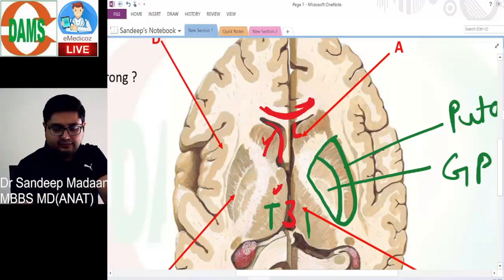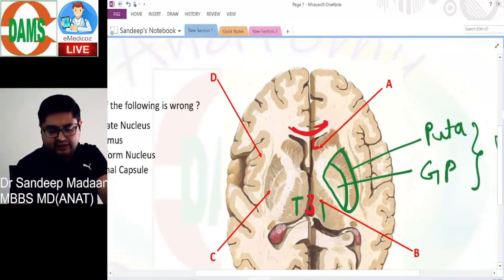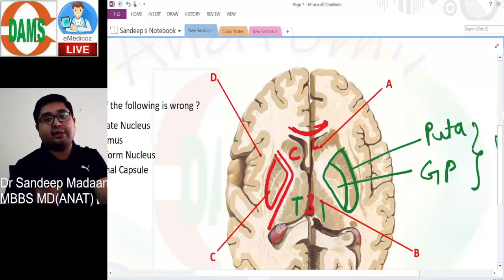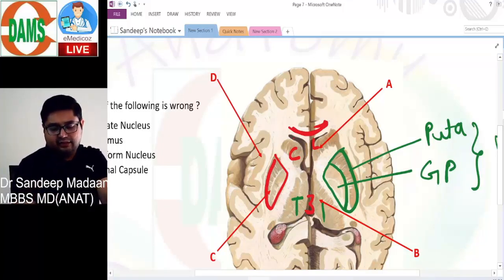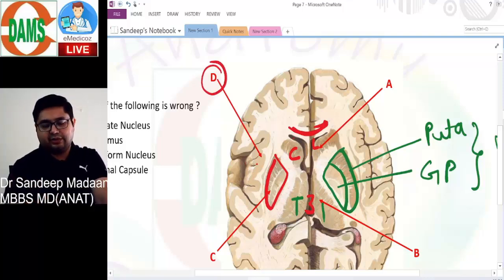Okay. Now, after having discussed these, what else can we see? We can see the white matter. This is the white matter which is passing between the caudate, lentiform and the thalamus. What is this white matter? This is nothing but the internal capsule. And what is this which has been marked B? It is the insular cortex, or the insula.